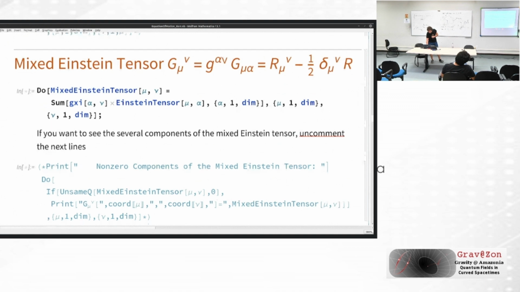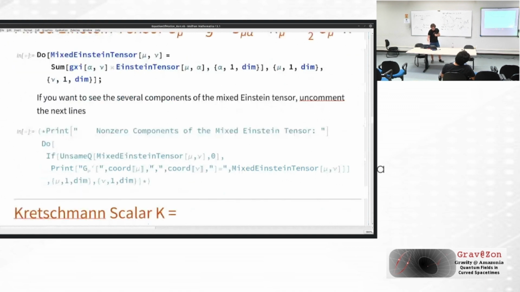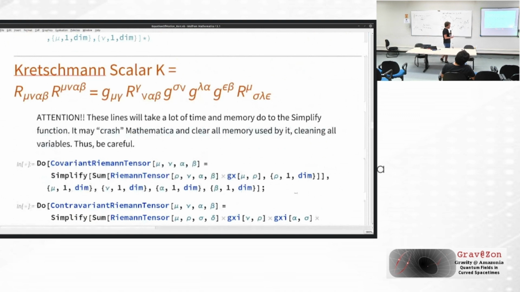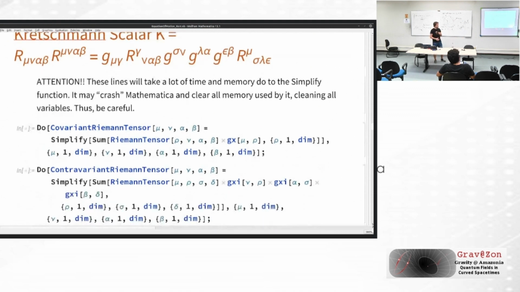In the end, this is not technically necessary, but if you want, you can also compute the Kretschmann scalar. This will take quite a long time because there are a lot of sums to do, and sometimes the Mathematica file crashes when computing this, so be careful. But you usually compute this quantity because it helps to see if there is some pathology in the solution, so if there is some point where the Kretschmann scalar diverges or something like that.